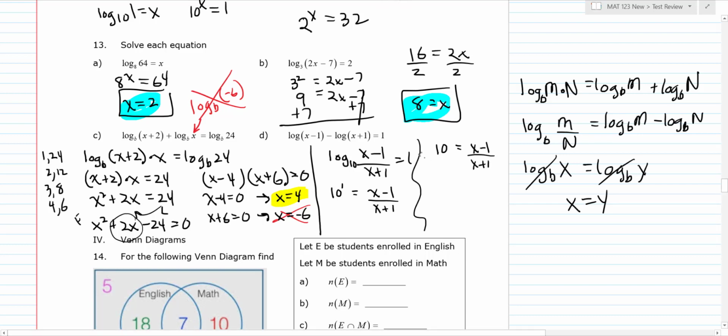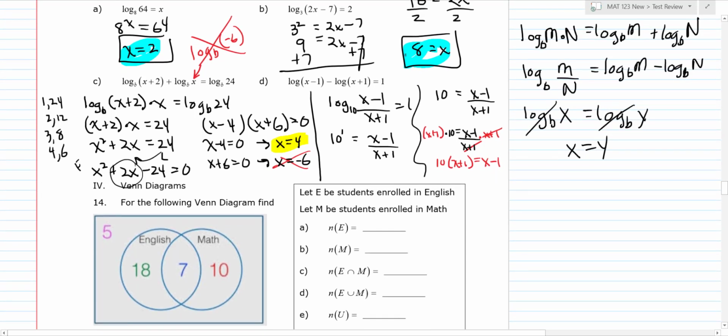The way you solve this equation is you get rid of the fraction. So what I'm going to do is multiply both sides of this equation by x plus 1, and that will get rid of the fraction. What I end up with is 10 times x plus 1 equals x minus 1, and then I can solve that equation. I'm just going to do this down here. I think I got room. That would be 10x plus 10 equals x minus 1.